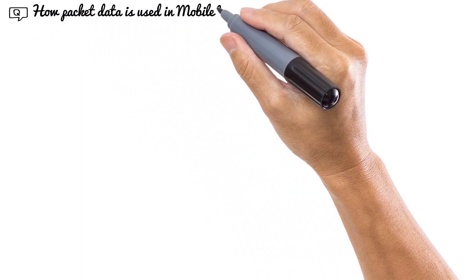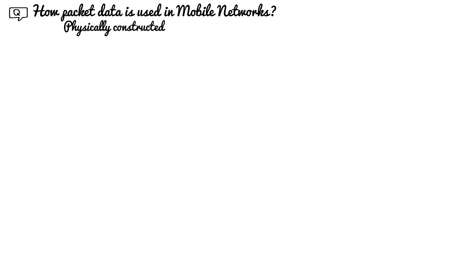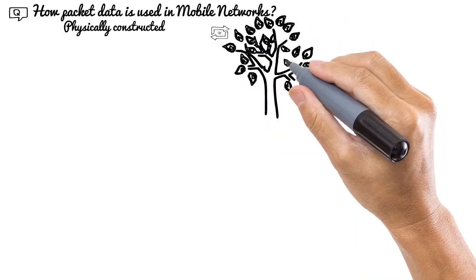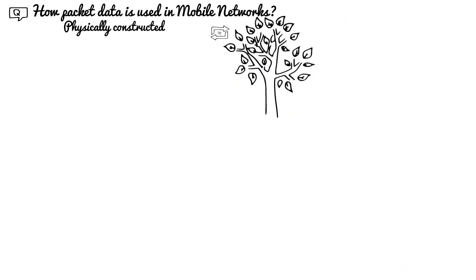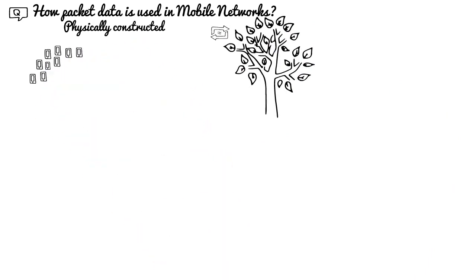Question is, how effectively is packet data transmission used in mobile networks? First, let's imagine how a mobile network is physically constructed. Simplified, it has a hierarchical structure and looks like a tree. There is an army of mobile phones roaming in a large geographical territory. We can compare them with tree leaves.